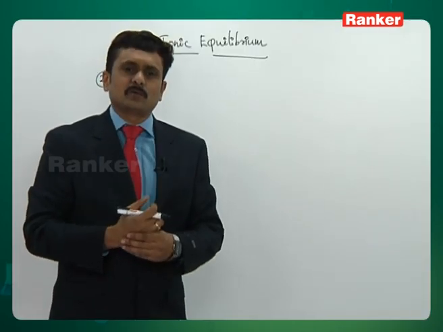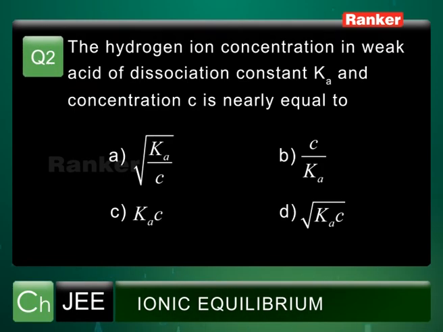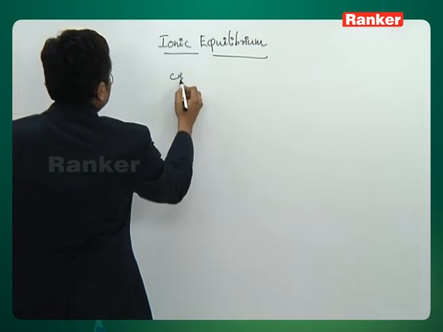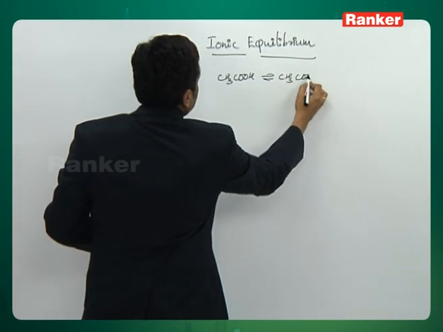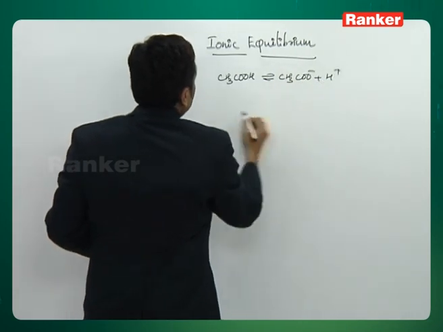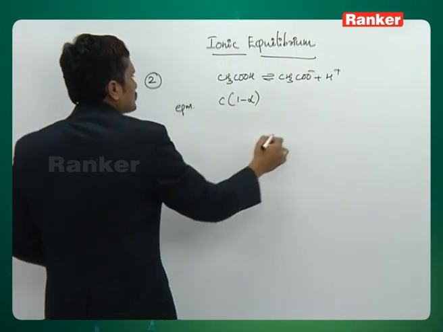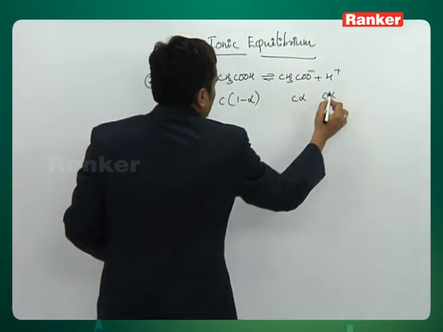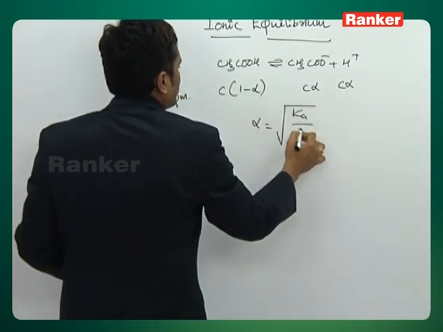Now we have a weak acid and the hydrogen ion concentration is asked if the Ka value is given. Just as we discussed in the previous question, we can see the weak acid dissociating partly into acetate and H plus ion. I have taken the concentration to be C at equilibrium. Directly I am writing the concentrations of these two as C alpha and C alpha, and we have just seen that the value of alpha turns out to be square root of Ka upon C.